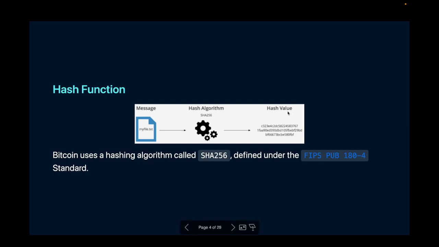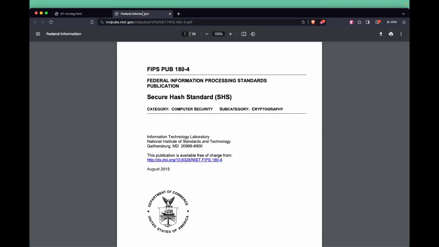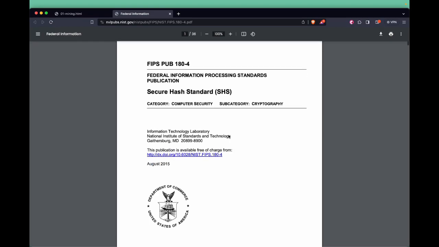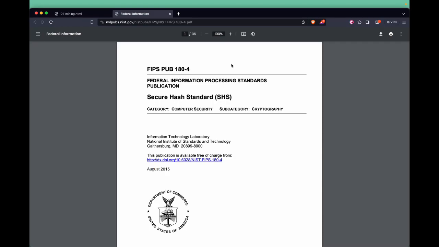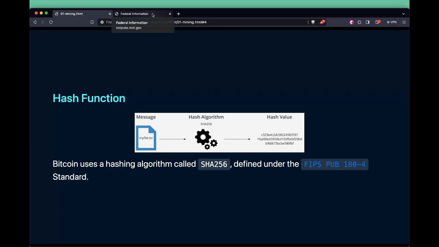Bitcoin uses a hashing algorithm called SHA-256, which is defined under the FIPS-Pub 180-4 standard. That is a standard defined by the National Institute of Standards and Technology, which is part of the US Department of Commerce. They define a lot of industry standards, and SHA-256 has been an industry standard for a while. It's a very secure hashing algorithm, and that's what Bitcoin uses.